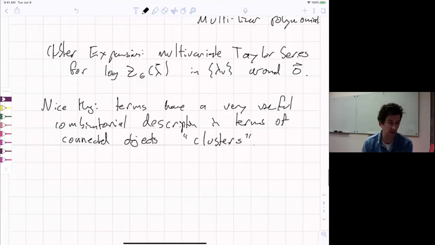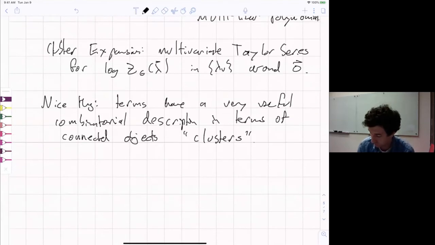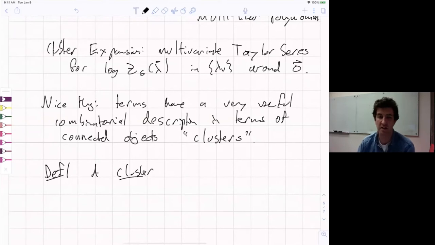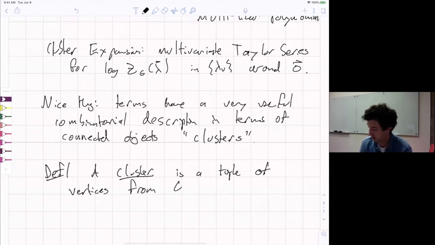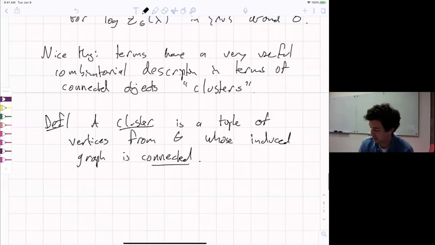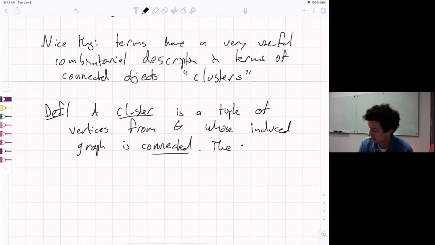Okay, so first we need to define what a cluster is. So now we're fixing our graph G. It has all these vertices with parameters, fugacities, lambda_v. A cluster is a tuple of vertices from G whose induced graph is connected. Okay, and the size of a cluster gamma is the length of the tuple.